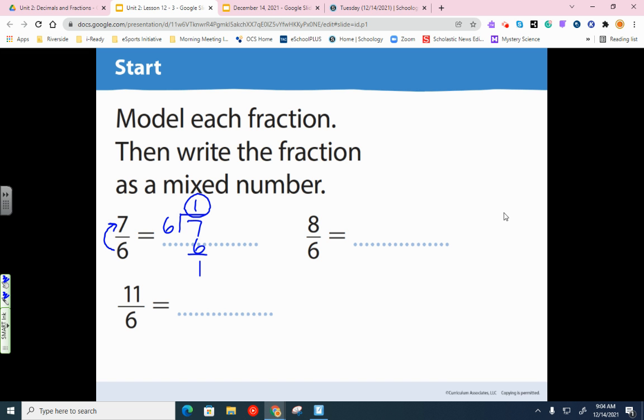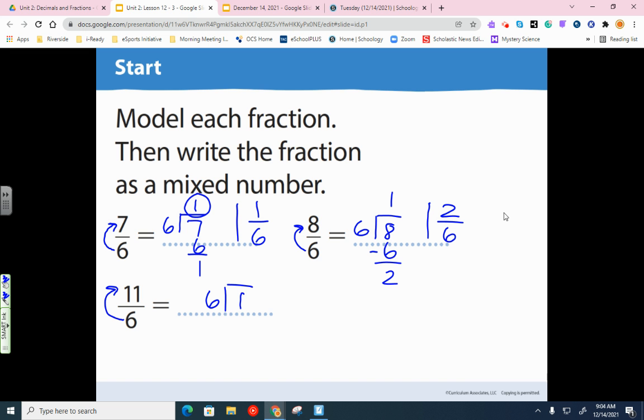So I was able to pull one group out of there. So there's my one whole. I had 1 left over out of 6. Do the same thing up here. Divide 6 into 8. Got 2 left over. I was able to get 1 full group out of it. We have 2 out of 6 left. And divide 6 into 11. 6 can't go into 1, but 6 can go into 11 once. And that gives us 1 whole and then 5 out of 6 parts.